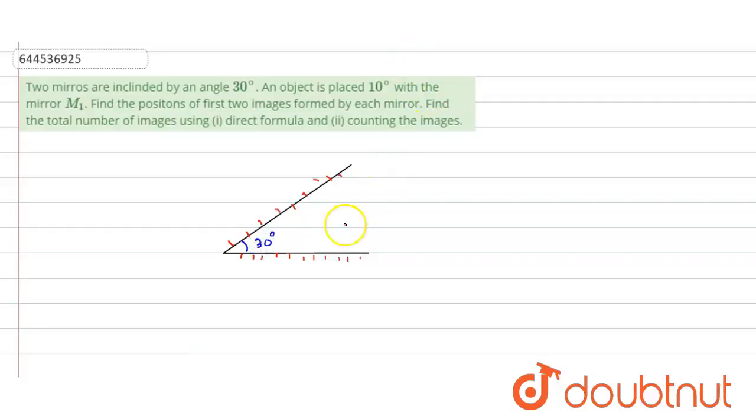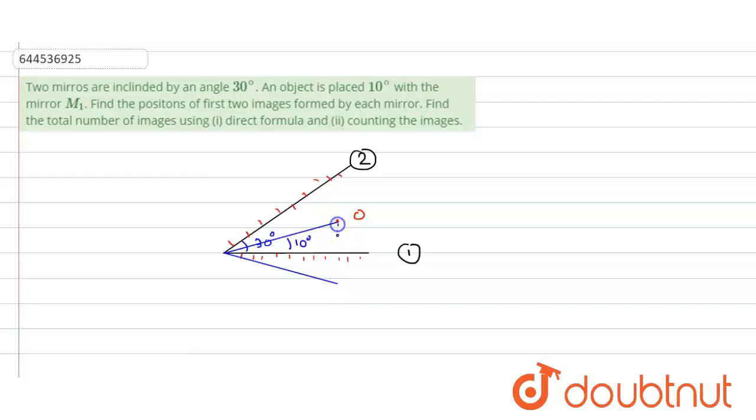Now there is an object which is placed. We mark the object here. This is our object O, and the angle it makes from here is given as 10 degrees with our mirror 1. Let's say this is our mirror 1 and this is our mirror 2. With respect to mirror 1, where would the image be formed? It would be formed at an angle of 10 degrees below this mirror, like this.